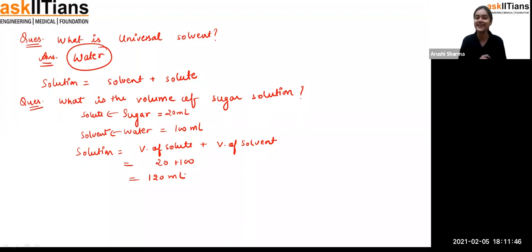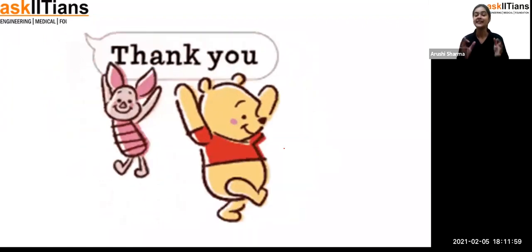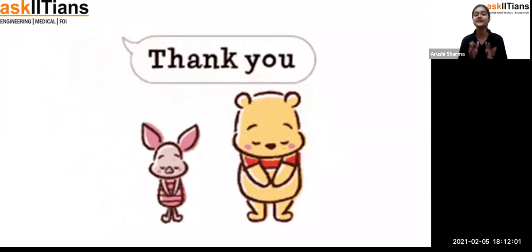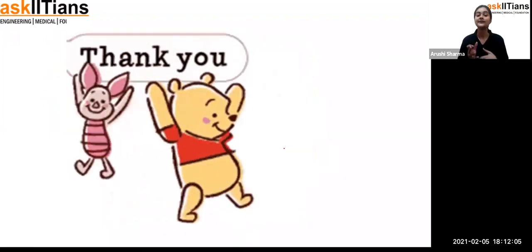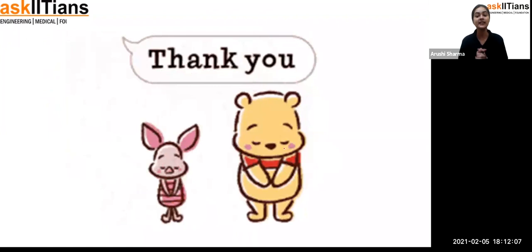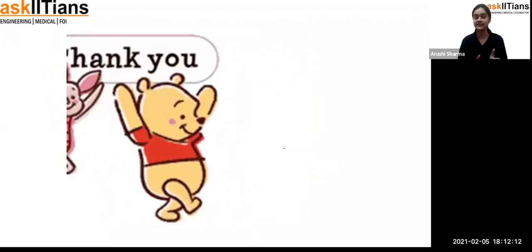It's an important question that if someone asks you what is the universal solvent, water is the universal solvent. That means we have completed the chapter, students. We have discussed all of the techniques. We have discussed the solution, solute, and solvent, and we have discussed the properties of the compounds as well. So with that, student, we have completed this chapter.